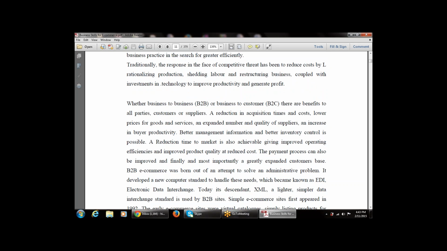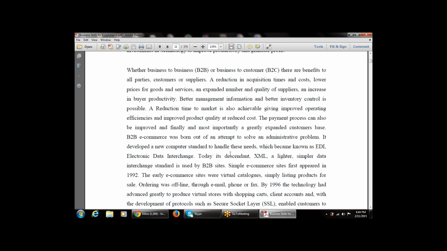One of the new standards that is available is XML, which is generally used in B2B, that is business to business. The full form is extensible markup language, that is XML. So XML is also used by e-commerce.